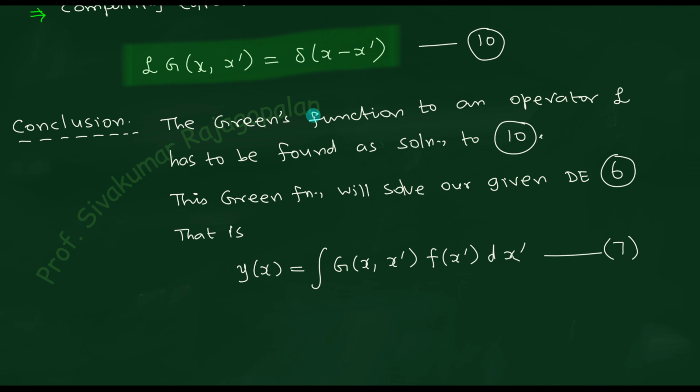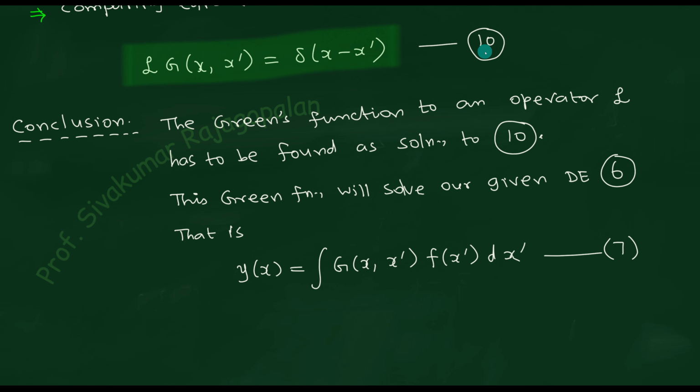So is this point clear? This is the conclusion: the L operator operating on the green function is the Dirac delta function. Solve this equation and then get G. After getting G, what to do? That is a question. The answer is here. You get the G and then substitute here. G multiplied by f of x prime, if you integrate, you get the solution to the given problem. That is the meaning. The solution to the given problem, equation number 6, can be obtained by using the green function, and the green function will be obtained from equation number 10.